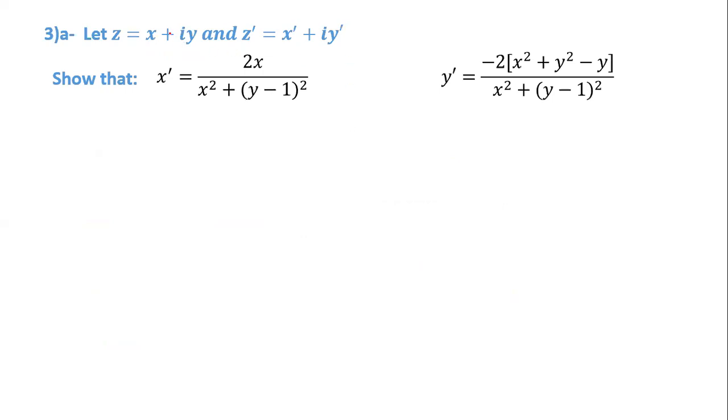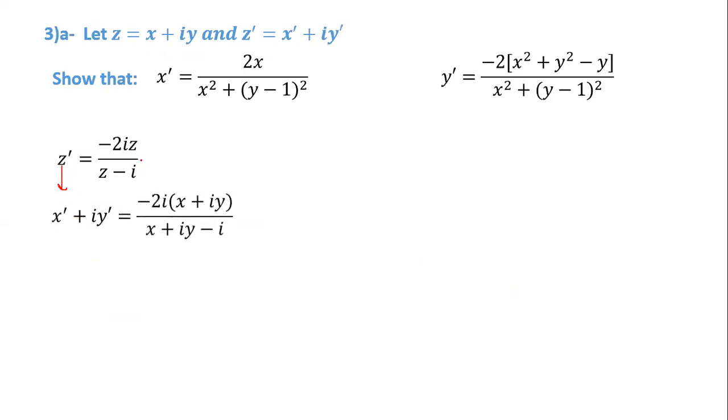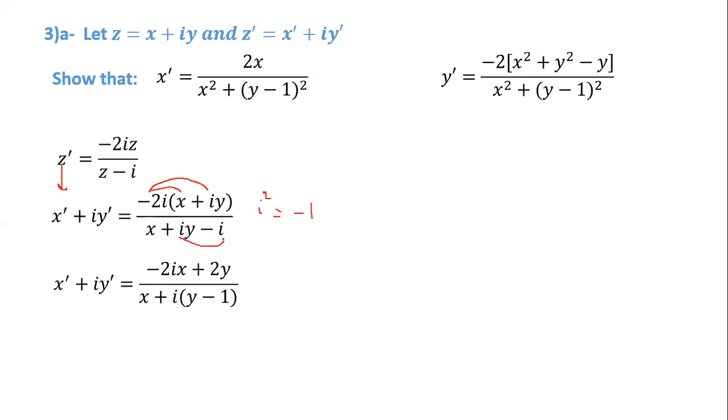Given that z is equal to x plus iy and z prime is equal to x prime plus iy prime, we have to solve the following two relations. Again, z and z prime are in the same part, so we have to use the relation that exists between z and z prime. We replace z prime by x prime plus iy prime, and we replace z by x plus iy. Again, I'm going to expand by multiplying minus 2i by the whole brackets. Don't forget that i squared is always equal to minus 1. And from here, I took i as a common factor.